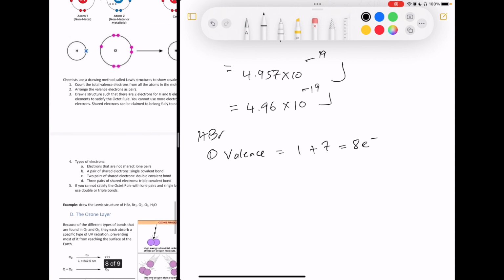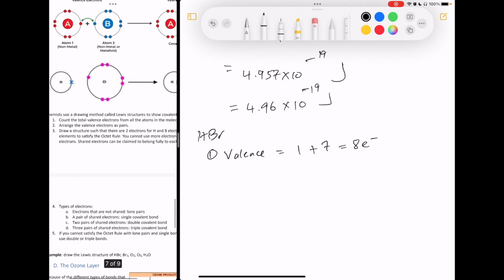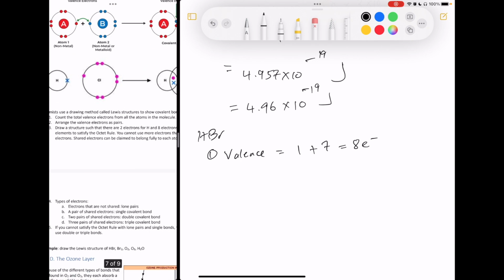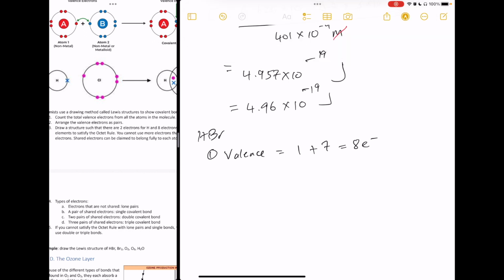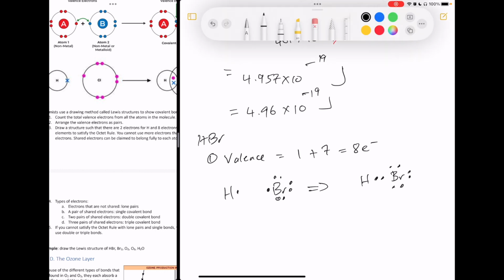The next step here is to arrange the valence electrons as pairs and then draw a structure such that the hydrogen has 2 electrons and the rest of the atoms satisfy the octet rule by having 8 electrons. Hydrogen has 1, bromine has 7, and we use these dots to represent the electrons. So the question is, how do we combine them so that bromine has 8 and hydrogen has 2? Well, easy. We just bring them together. So the structure would look something like this, right? And so now I can say that my bromine has 8 electrons and my hydrogen has 2 electrons. And that's exactly what I'm looking for.